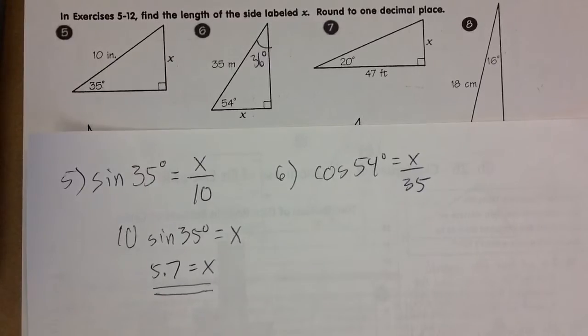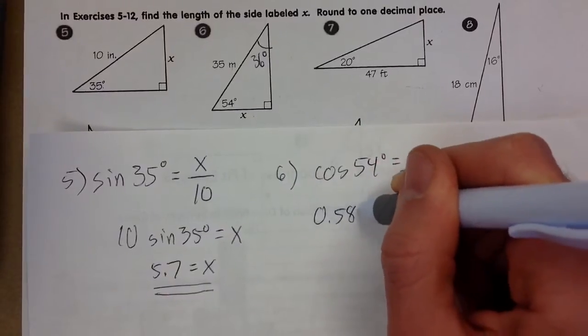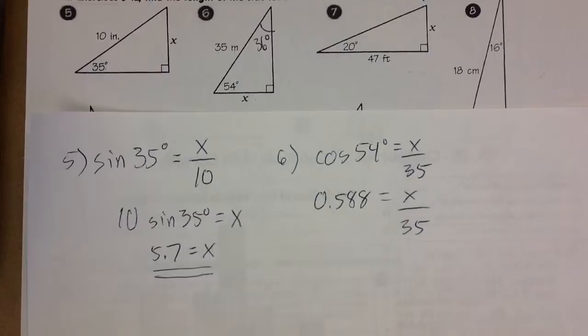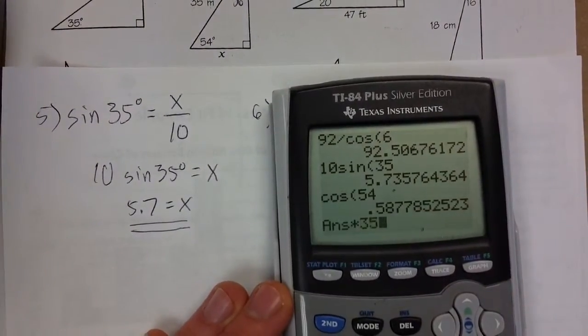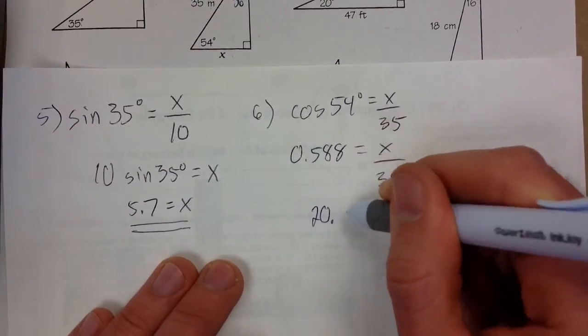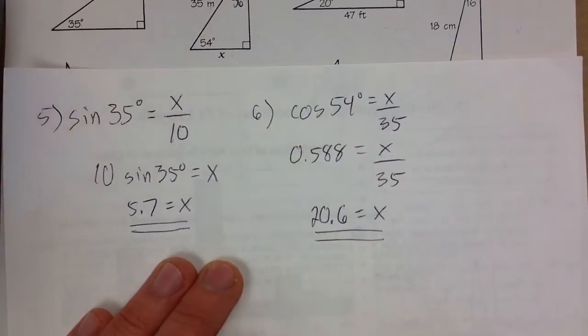Okay, so then cosine of 54 is 0.588. Okay. Keep going. And then 0.588 times 35 equals 20.57. Good. Nice job.